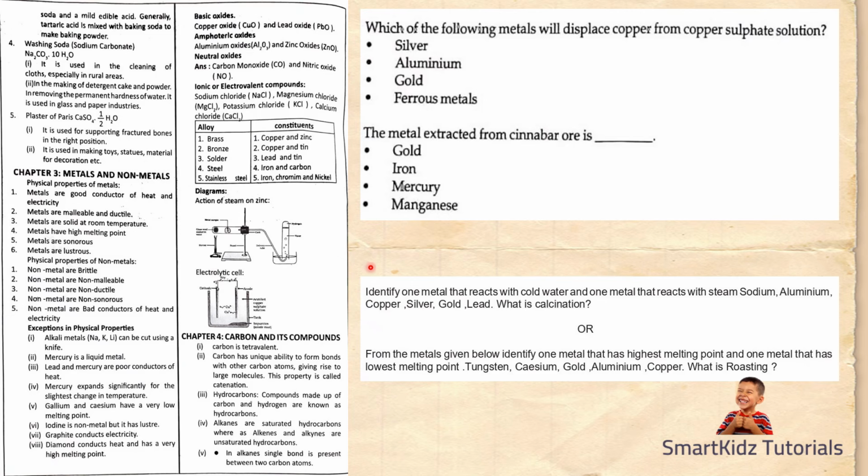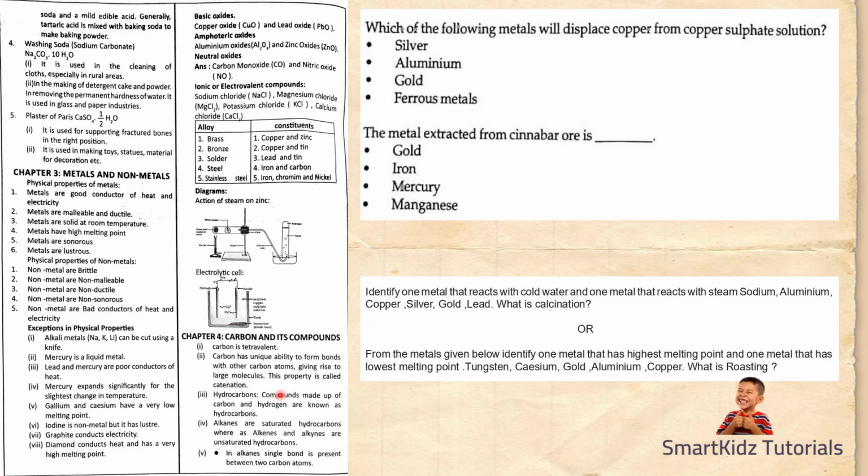Next, we move on to carbon and its compounds. Now in carbon and its compounds, we are talking about carbon. So carbon is tetravalent. That means it has 4 valences, so it can bond with 4 other atoms. Its most preferred partner is hydrogen, of course, but otherwise it can bond with others too. It has a unique ability to form bonds with other carbon atoms. That is called catenation.